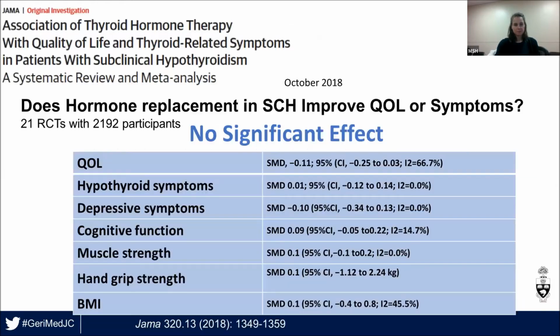So this is a paper from JAMA, published in 2018, looking at whether hormone replacement improved quality of life or symptoms. And it included 21 RCTs with almost 22,000 participants. And they found there was no significant effect on quality of life, hypothyroid symptoms, depressive symptoms, cognitive function, muscle strength, hand grip strength, and BMI.